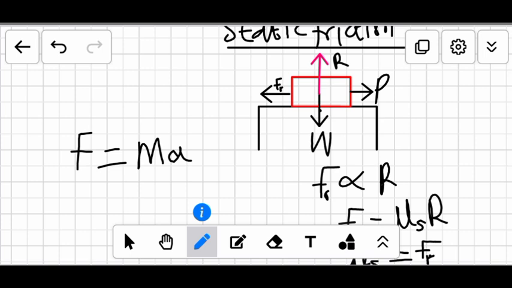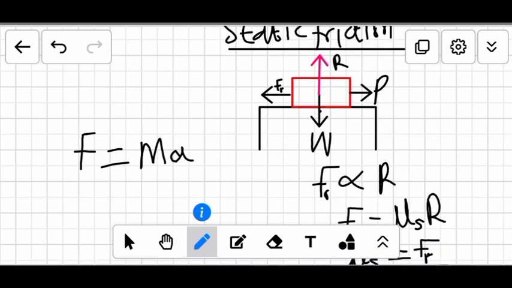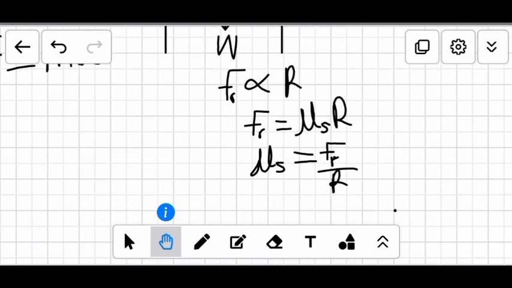Now, what is the extra force that is applied? How do you get it? Part of the force P applied, if it is greater than the frictional force, obviously, is going to give the block an acceleration. So this is one formula you should note. Okay, let's put this as 1.